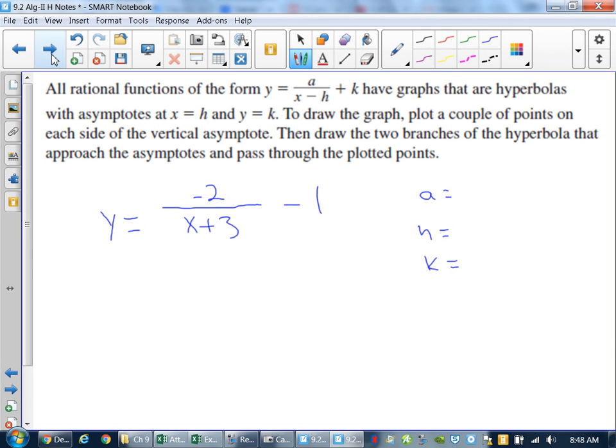Well, what happens when you move it around? A, h, and k. Hey, this is going to be a familiar scene. A, h, and k come back over and over again. So we have the function y equals a over x minus h plus k, where x equals h is your vertical asymptote, and y equals k is your horizontal asymptote.